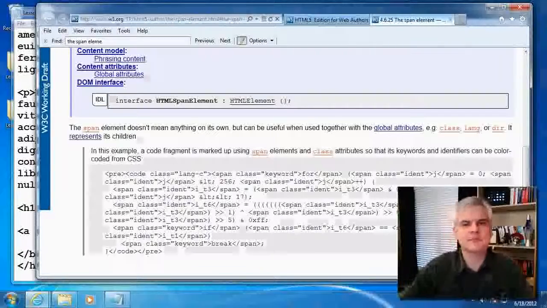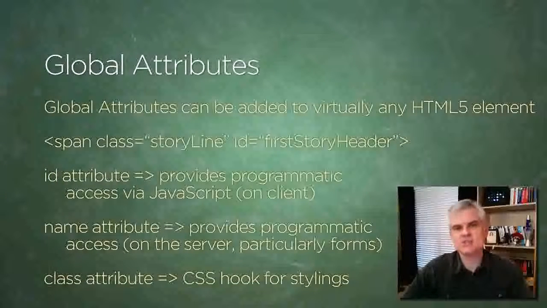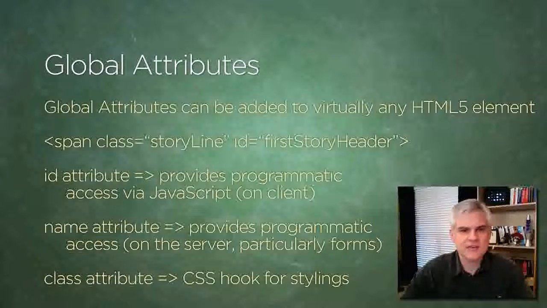Okay, finally, before we wrap up this lesson, I want to talk about the attributes that can be added to each HTML5 element. There are a few global attributes that apply to many elements. Here I have a span tag on screen, and there is, first of all, a class attribute equal to storyline, and then an ID equal to first story header. In this case, I have two attributes, a class attribute and an ID attribute. Now, I've used a span tag, but I could have used any element here. What I'm about to show you are global attributes that can be used on any element defined in HTML5. I've added a class and an ID.